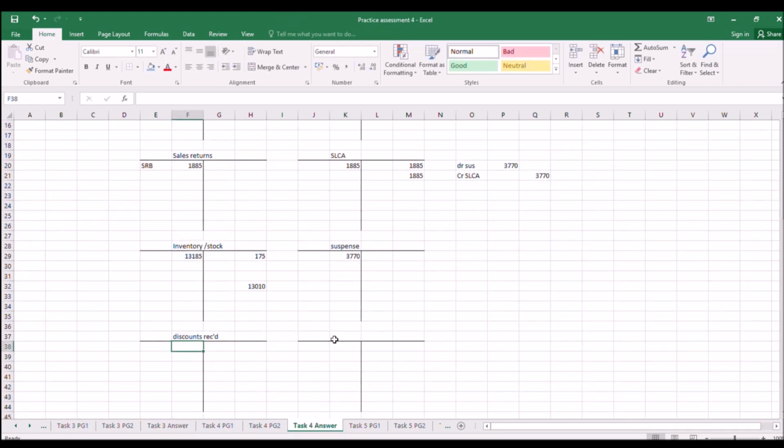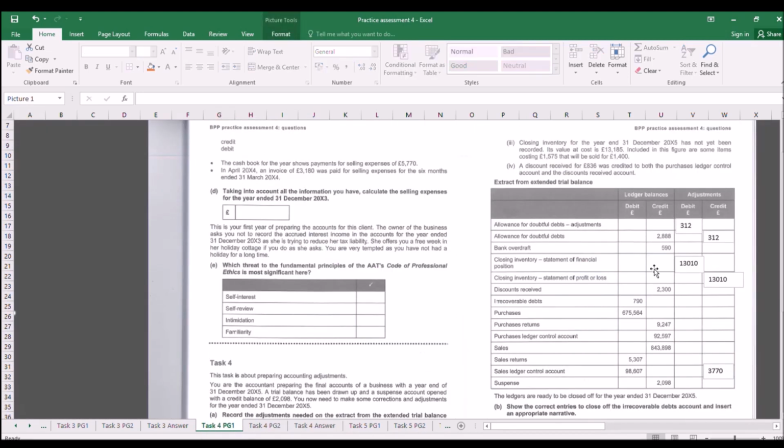Okay, so we've got discounts received and we've got our purchase ledger control account. The discounts received should be a credit. So what happened in here? A discounts received for 836 was credited to both the purchase ledger control account and the discounts received account.